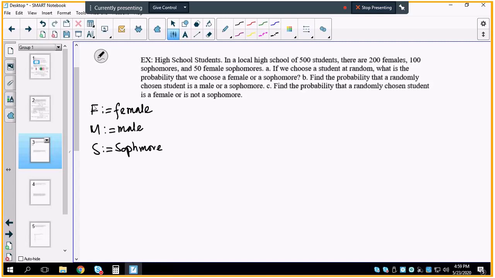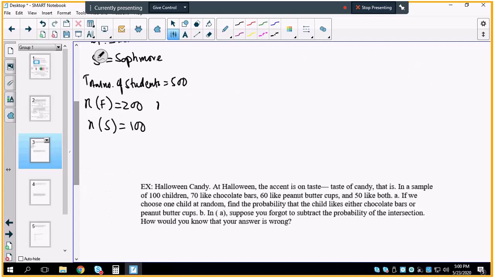So if I look at these numbers, the total number of students that is given to us is 500. So I will say that. Then I will say the number of female, that's 200. Number of sophomore is 100. So I can say that the number of male is 300.